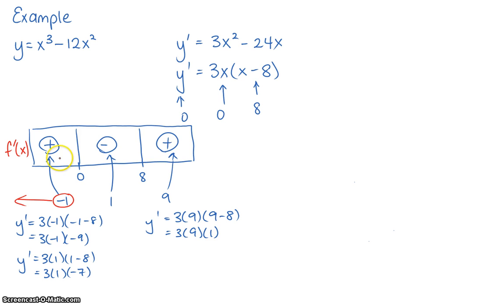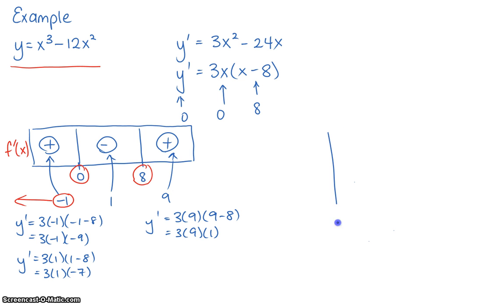Now we can consider what's going to happen at these critical points. At 0, we have something that is increasing and then decreasing on the other side, which means we're going to have a maximum. Here at 8, we're going to have something that's decreasing and then increasing, so we're going to have a minimum value. It is a cubic function, so we know it's going to have to go up, down, up.